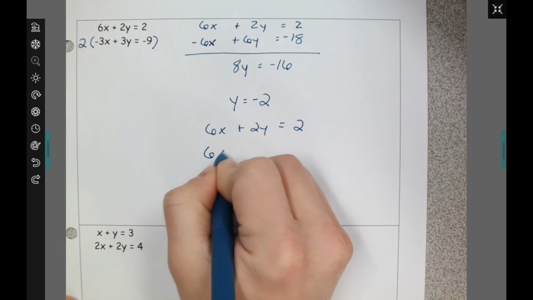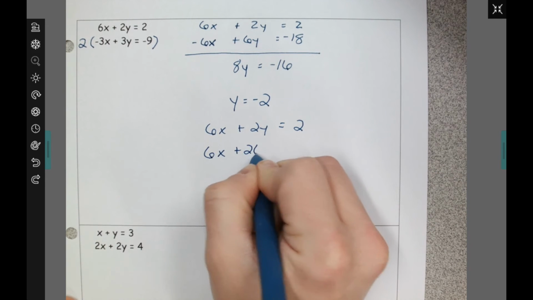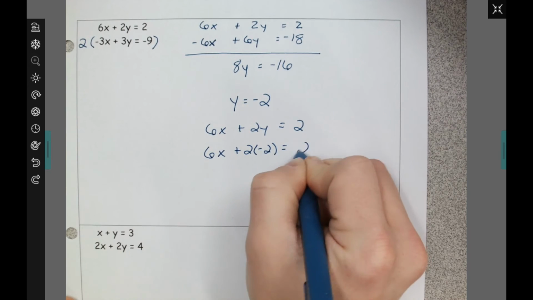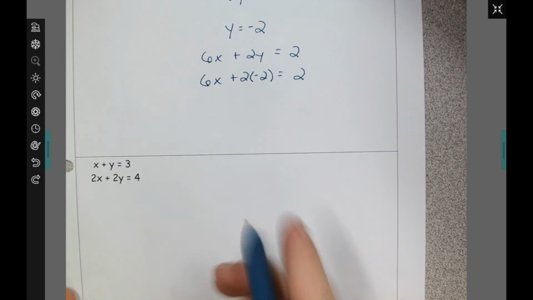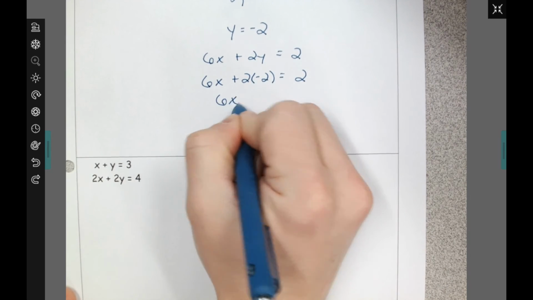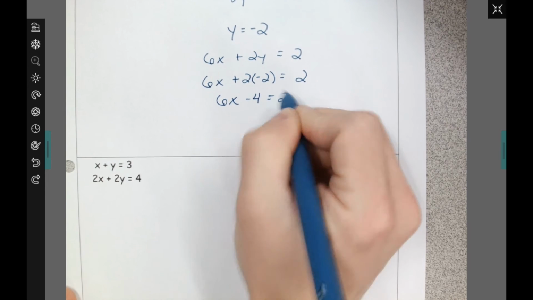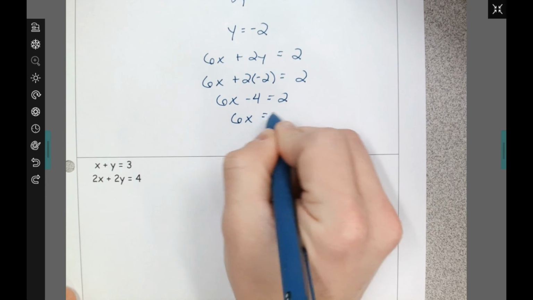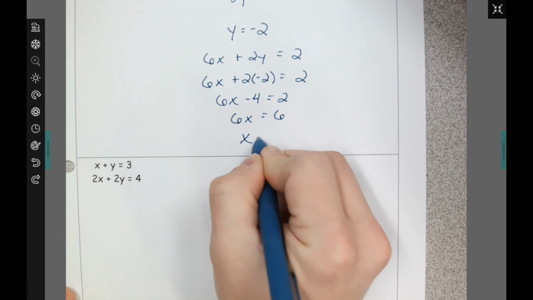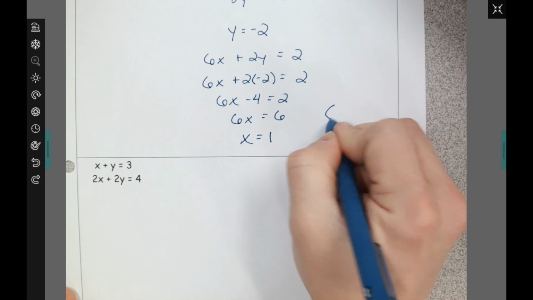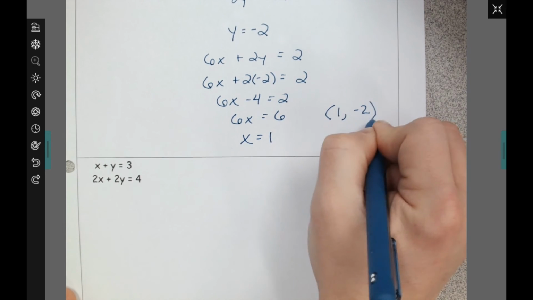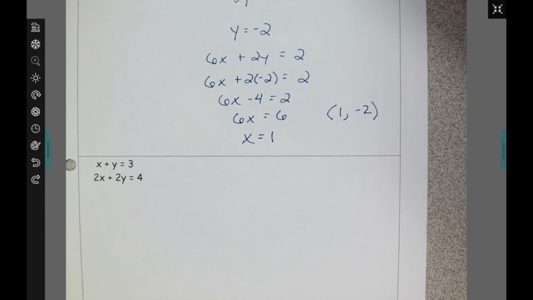Gives me 6x plus 2 times -2 equals 2. So 6x minus 4 equals 2. 6x equals 6. x equals 1. So we get a solution of 1, -2 on that one. Remember, you could always check by plugging back in.